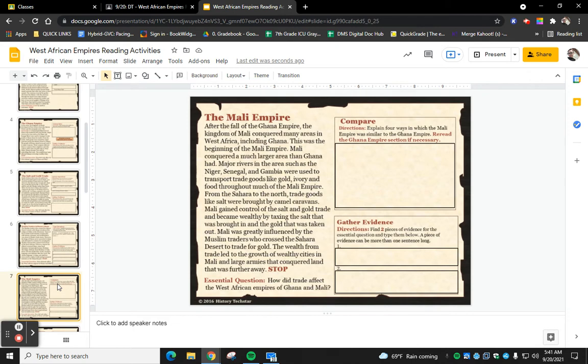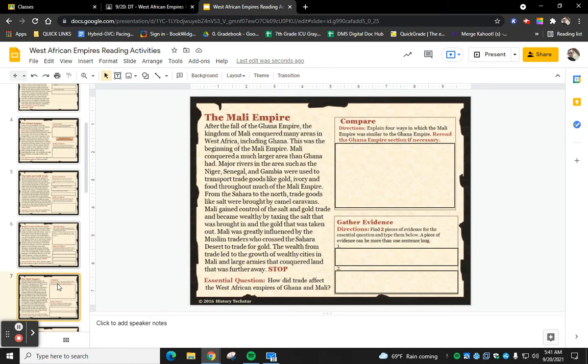Several major rivers in the area, such as the Niger, Senegal, and Gambia, were used to transport trade goods like gold, ivory, and food throughout much of the Mali Empire. From the Sahara to the north, trade goods like salt were brought by camel caravans. Mali gained control of the salt and gold trade and became wealthy by taxing the salt that was brought in and the gold that was taken out.